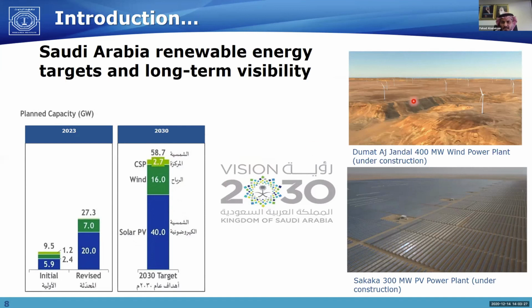These are the 2 mega projects in Saudi Arabia. The PV system is working already, and the wind energy project Domat al-Jandal, which is 400 megawatts of wind power, is almost ready to be commissioned. Meanwhile, for the government plan, several new projects have been awarded already and are about to start construction.